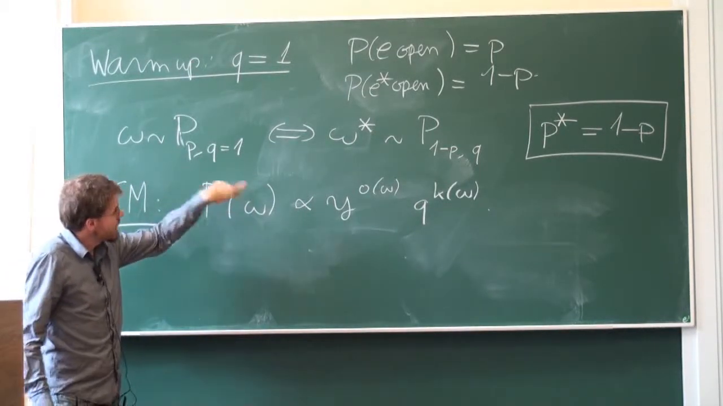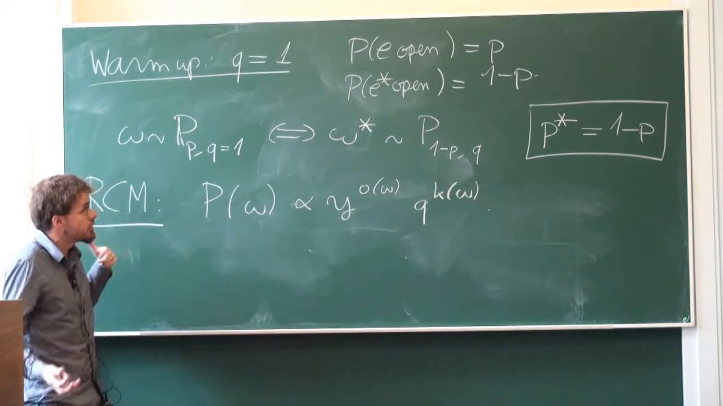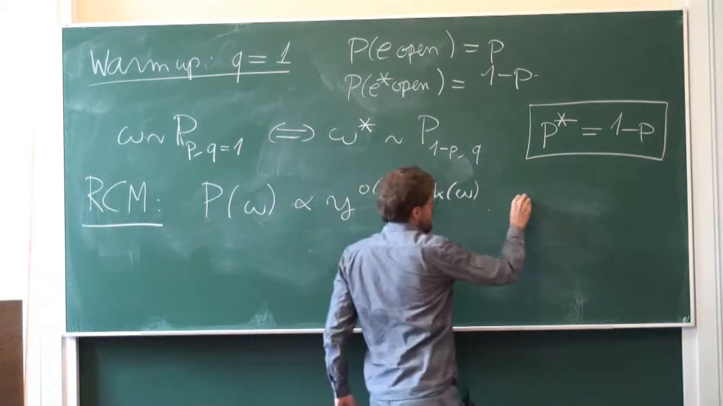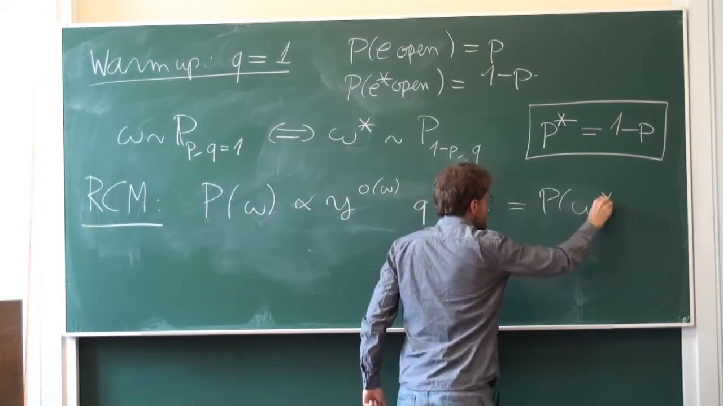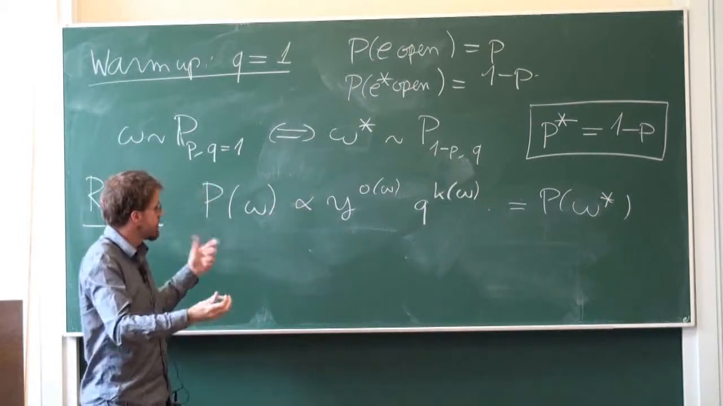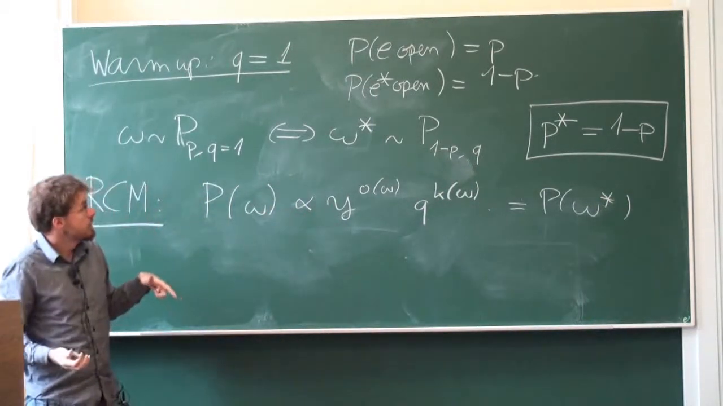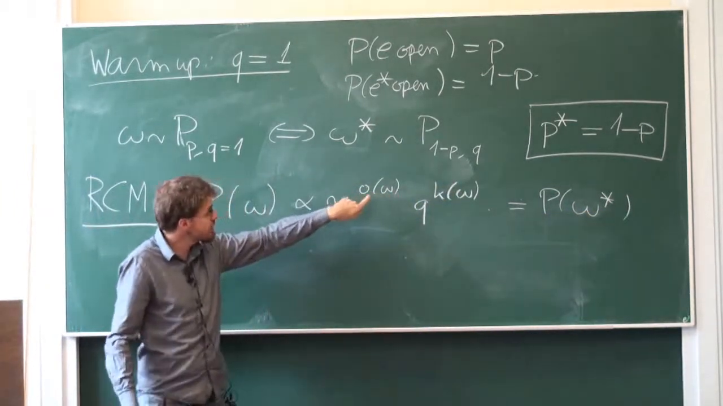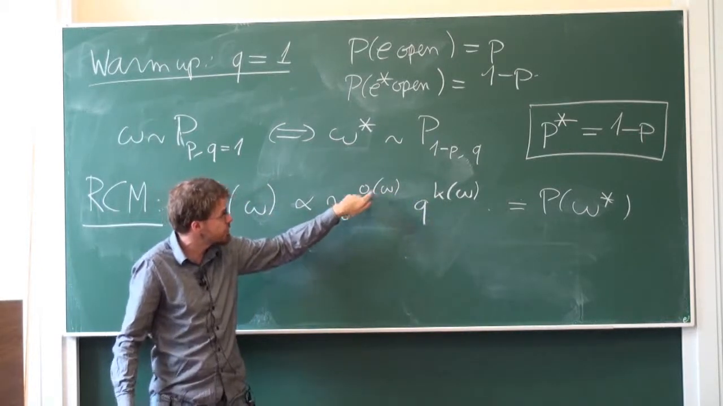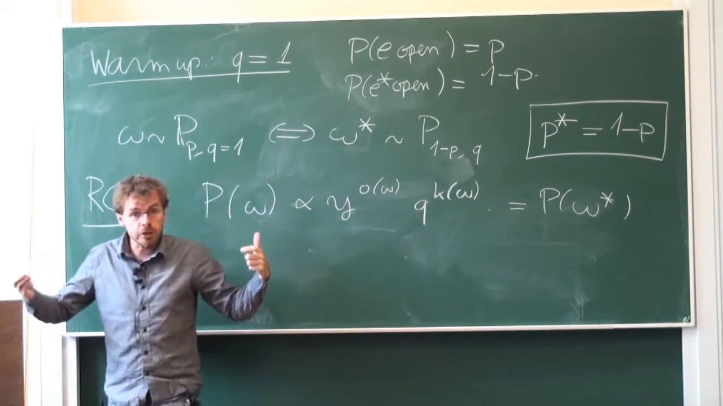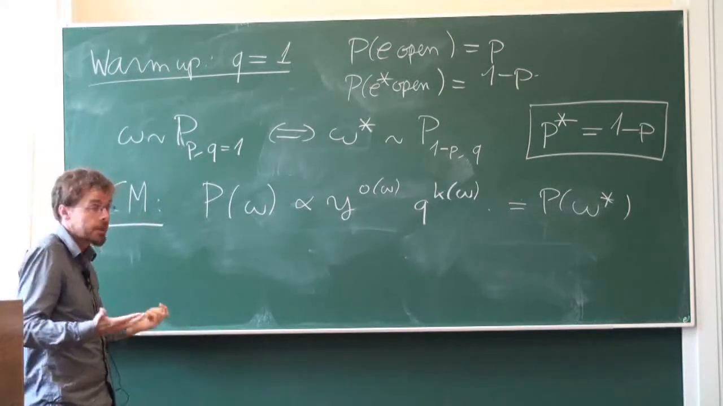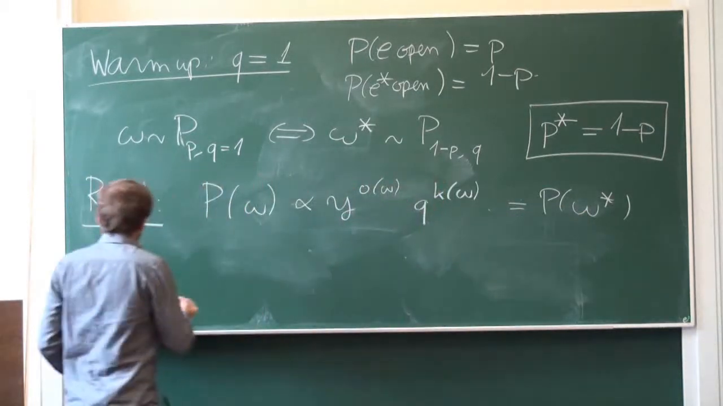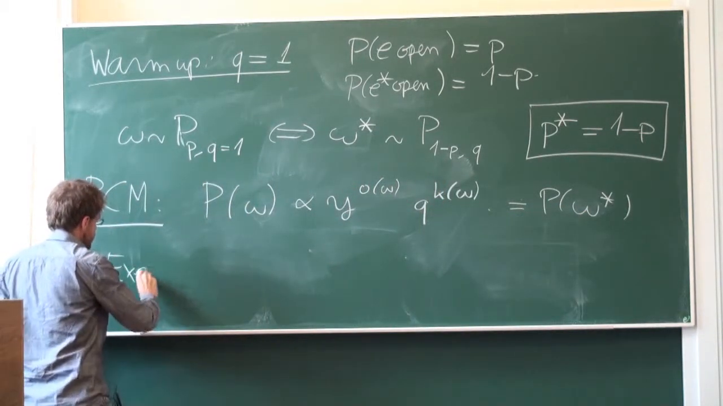If you want to look at omega star and write its probability in terms of observables of omega star, well, this is the same as the probability of omega, because there is an exact bijection. You just build omega star from omega. If you want to identify the distribution of omega star, what you need to do is write these two terms, number of open bonds and number of closed bonds of omega, in terms of things describing omega star. And if you can do that, then you will identify the law of omega star. So this I leave as an exercise.